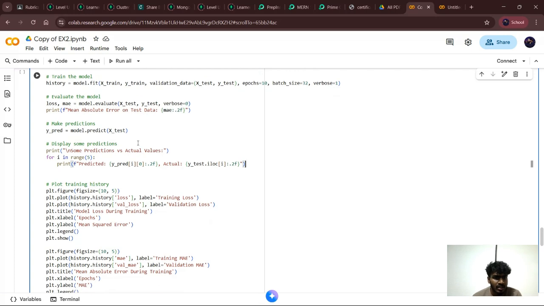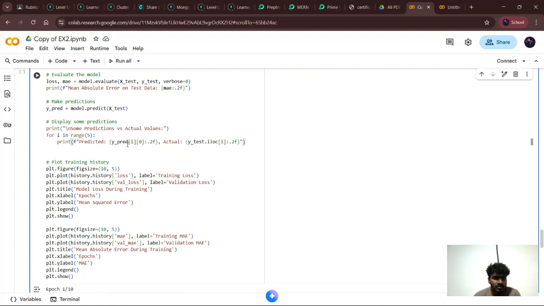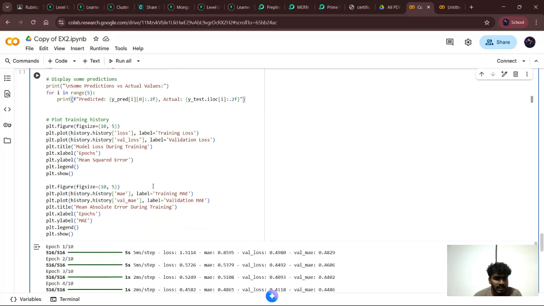data, and also I display some of the predicted and actual values which I predicted using regression by a neural network model. Next, I'm visualizing the results based on my output from the regression model of the neural network.